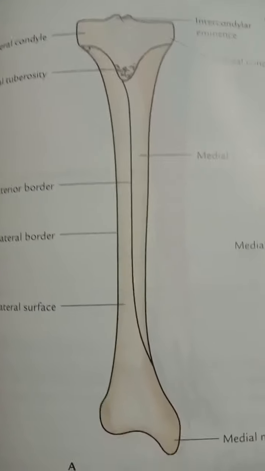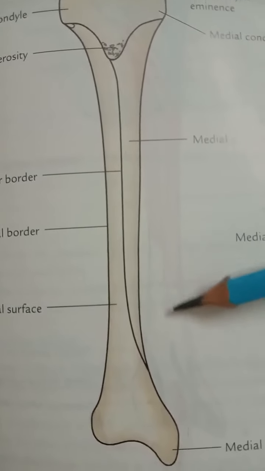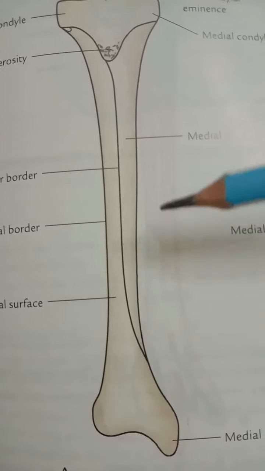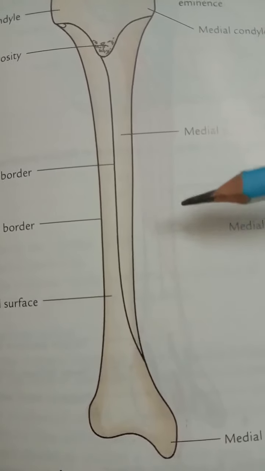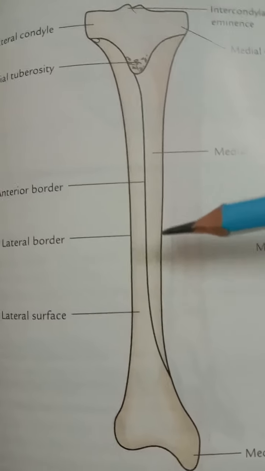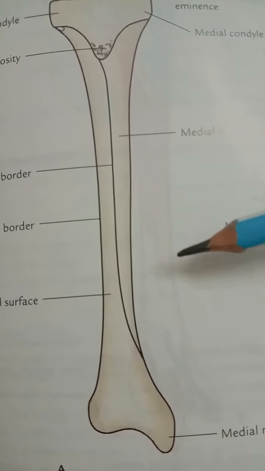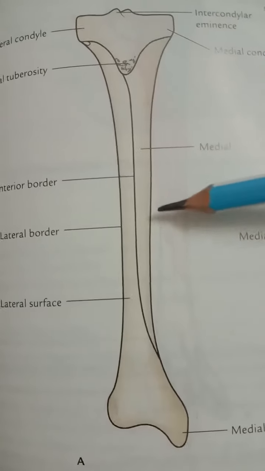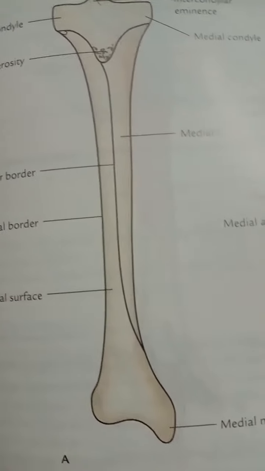Then next to it, sometimes the surgeon takes a piece of bone from the shaft of the tibia and uses it for the repair of a defect of some other bone. So that is called bone grafting, and for this purpose the piece of bone is easily obtained from the subcutaneous medial aspect of the tibia.